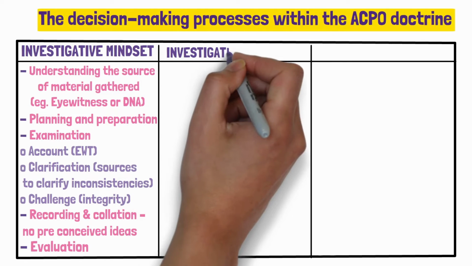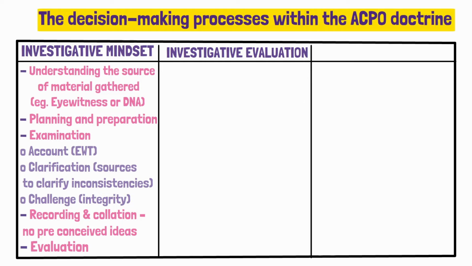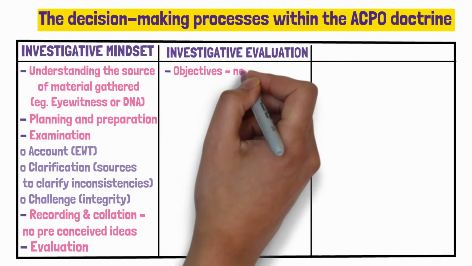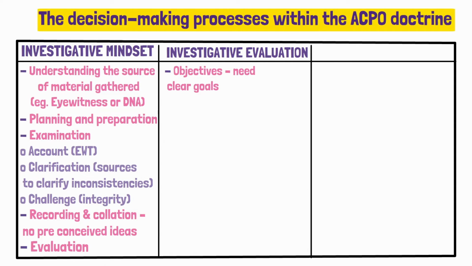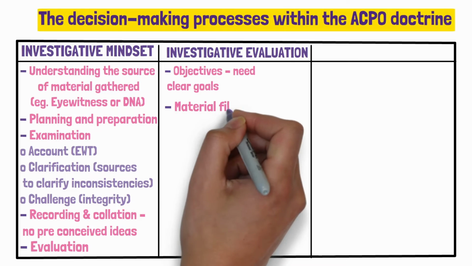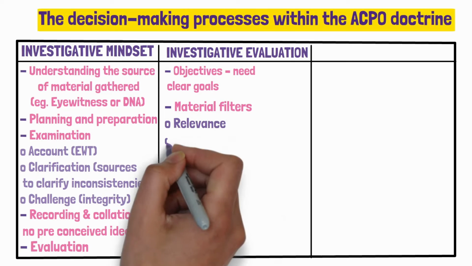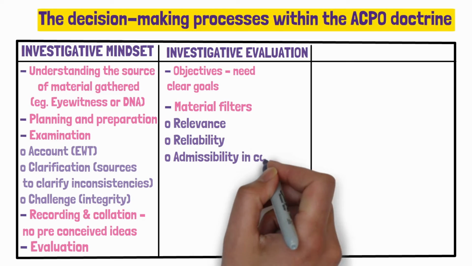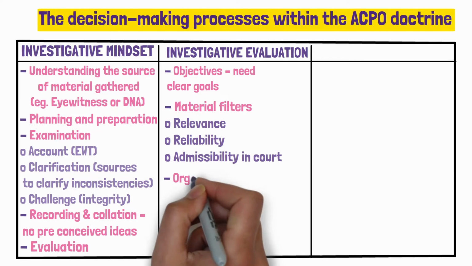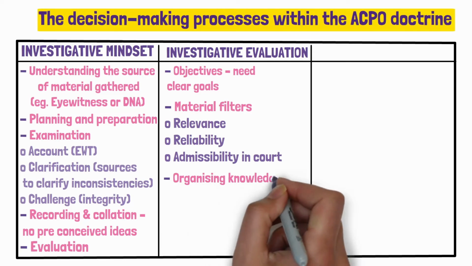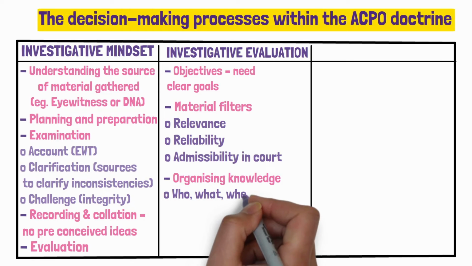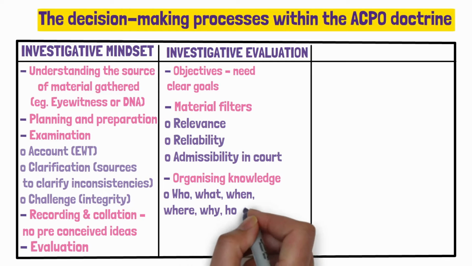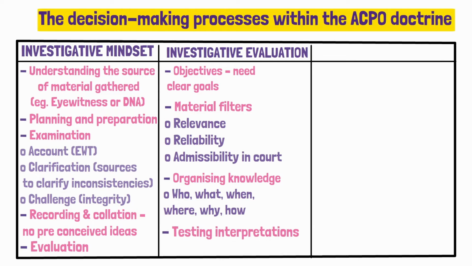Next, there's investigative evaluation. This involves setting clear goals and needing objectives to do so. Looking at the material filters, so what is the relevance, the reliability, and also the admissibility in court for the materials that have been gathered. Organising the knowledge that has been previously gathered, so looking at the who, what, when, where, why, and how, and testing interpretations that are starting to form.